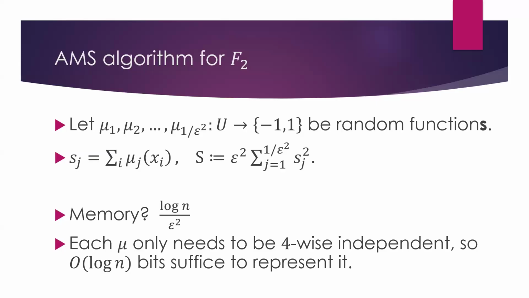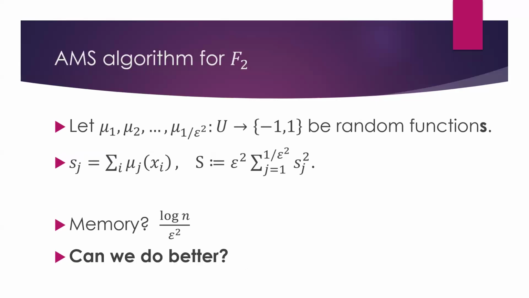Good, so this doesn't add to our memory more than how much we already paid for the counter. So in total, we still need only log n over epsilon squared to remember all of those copies at the same time. Good, and this is it. This is the algorithm. And the main question we want to answer in this talk is, can we do better? Is this log n over epsilon squared optimal or not?